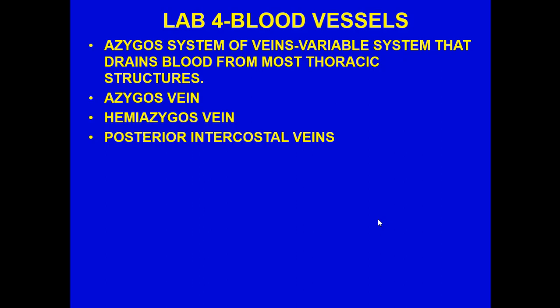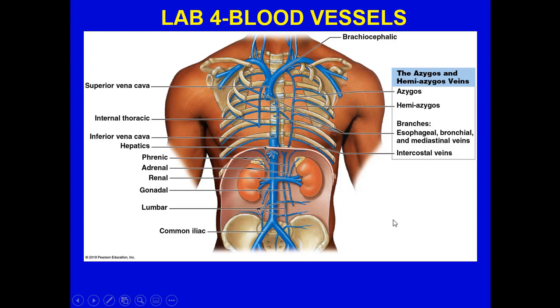Now, the azygos system of veins. This is a variable system that drains blood from most of the thoracic structures. You have the azygos vein, the hemiazygos vein, and the posterior intercostal veins. And you can see them here. Here are the azygos. Here is the hemiazygos. And what are they doing?